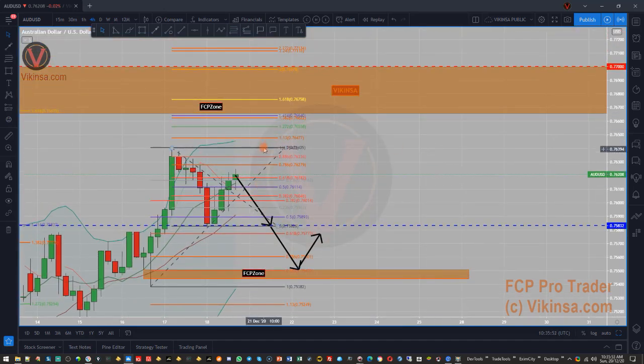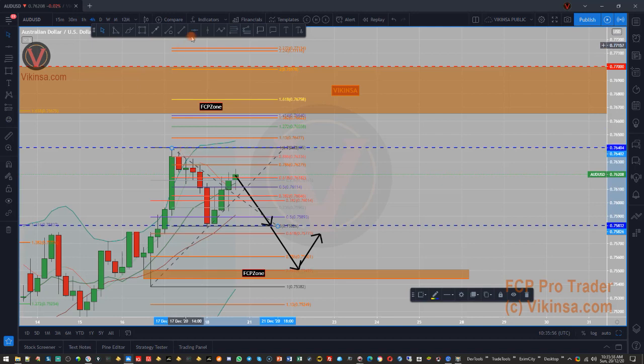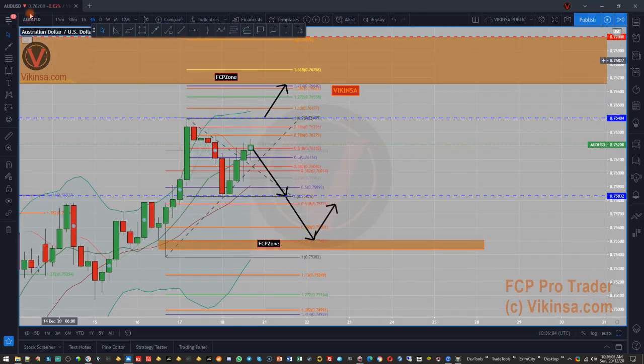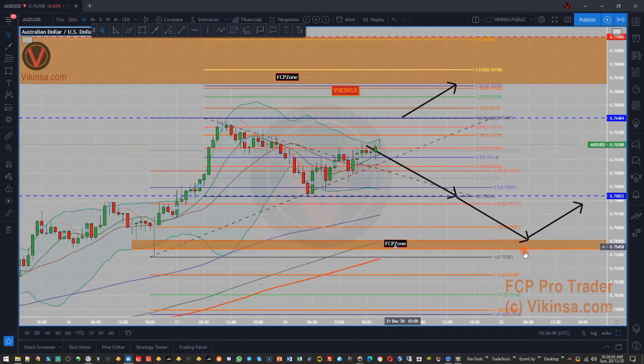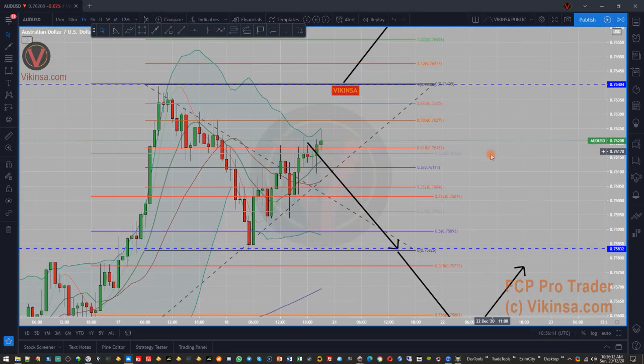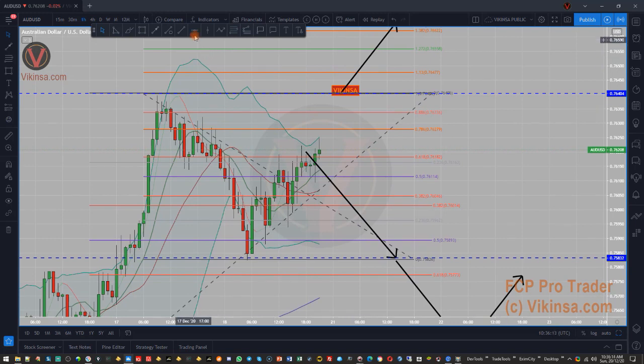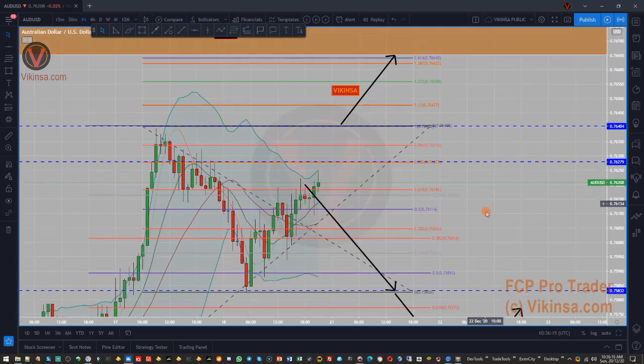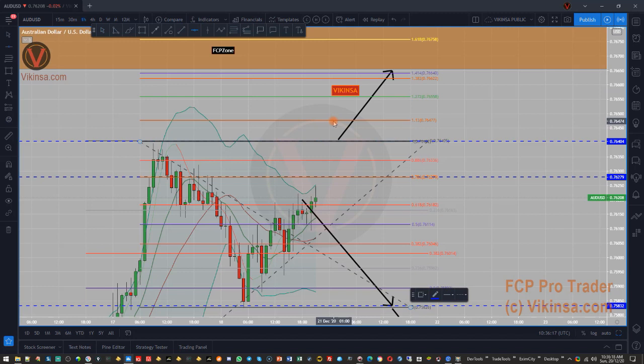If the market starts to move upwards, then obviously it will have to violate this level before it can go to the FCP zone, or even higher inside FCP zone it can go in there. And if I go to the 1 hour time frame, you see there is another W pattern appearing right now, which basically puts that into here and here. So these are the levels which you should be aware of.